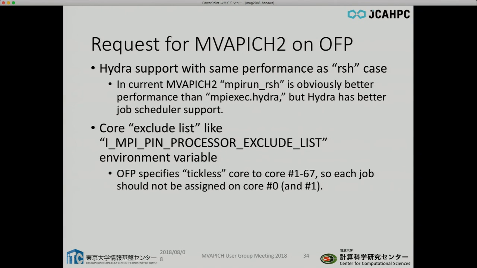So finally, this is a request for the next version of Ember pitch 2 for the OLP. We need Hydra support with almost the same performance as the remote shell version. In my observation, MPI run with rshell and mpiexec Hydra have a very big performance difference. But in our environment, the Hydra environment is preferred, so I would like this support.